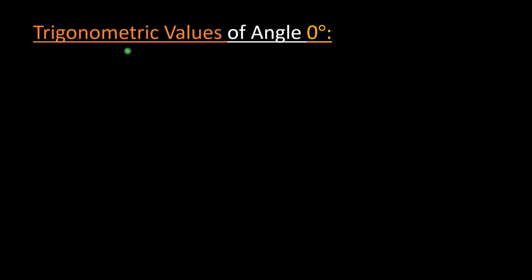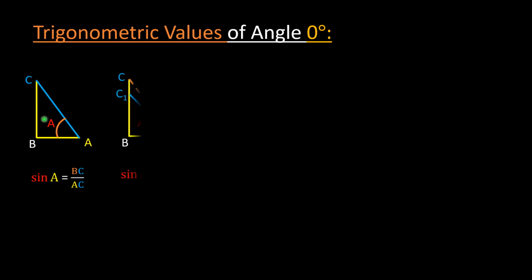We write trigonometric values of angle 0 degrees. We have a right triangle ABC and we have sine A equals opposite side divided by hypotenuse, that is BC divided by AC. Now we will reduce angle BAC stepwise and finally make it 0. So in the next step, we reduce angle BAC to BAC1, which becomes A1, and sine A1 is BC1 divided by AC1.